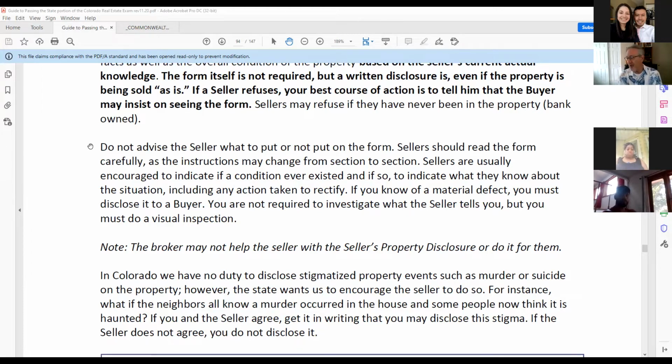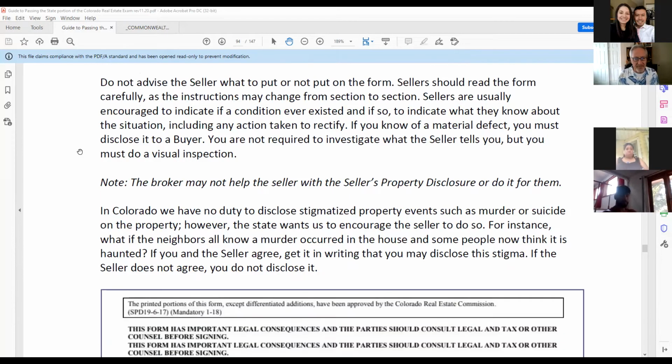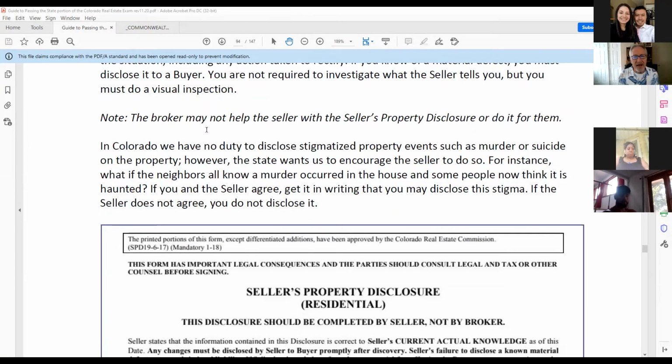I drop it off for them. I say, hey, here's a disclosure form. After I do the listing, I'm going to drop this off. I'll pick it up in the next day or two. Fill this out for me if you would, or you can do it electronically, send it over to me, and we'll have this prepared for the buyer. It's as simple as that. Right here, it breaks me down: help the seller with the seller's property disclosure or do it for them.